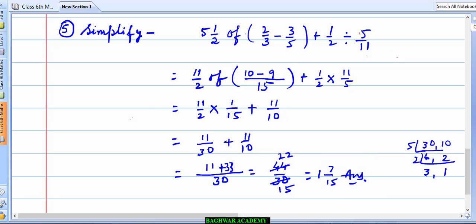So I hope you understood. If you have not understood, just you go through again and again and try to do practice by yourself. I hope you will be able to solve this question. And then you have one last example, example 6, that also we will see.